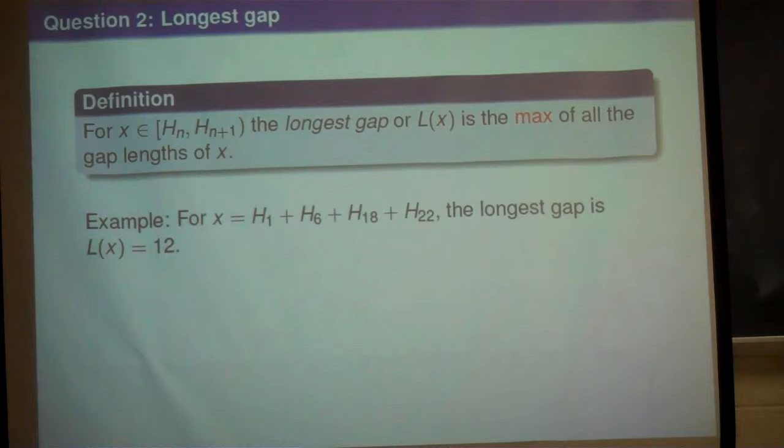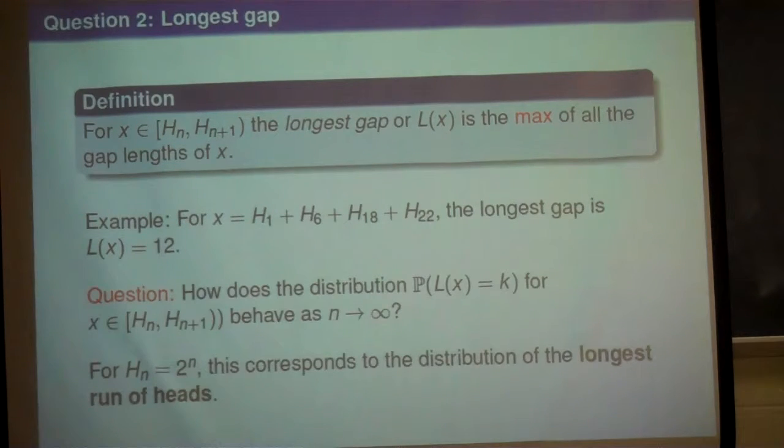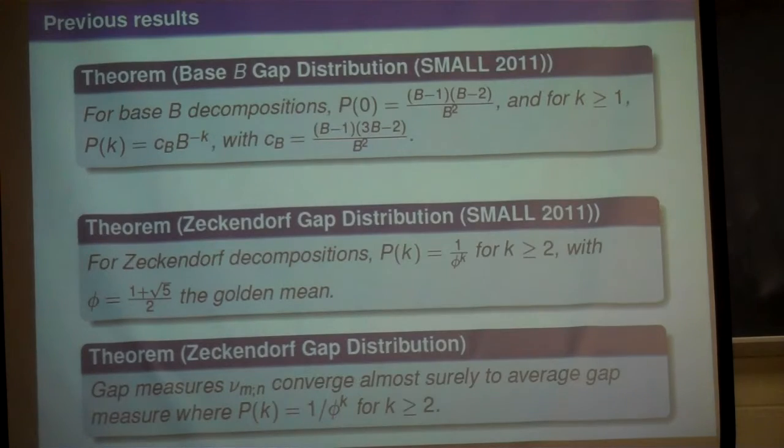And the second question translates very nicely into the longest gap, or the max of all the gap lengths of x. The longest gap is just the max of all the gap lengths. For instance, for this number x, the longest gap is 12. So how does the probability distribution of the longest gap behave as n goes to infinity? And this is a direct analog of the longest run of heads.